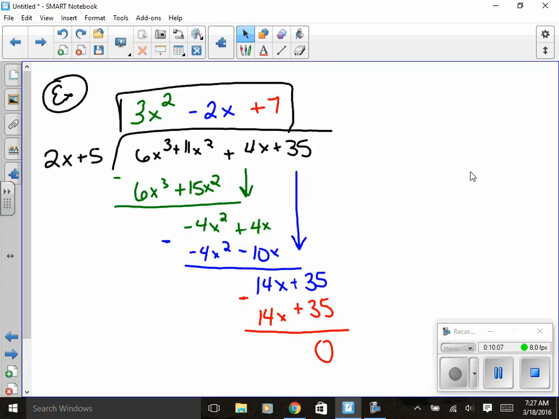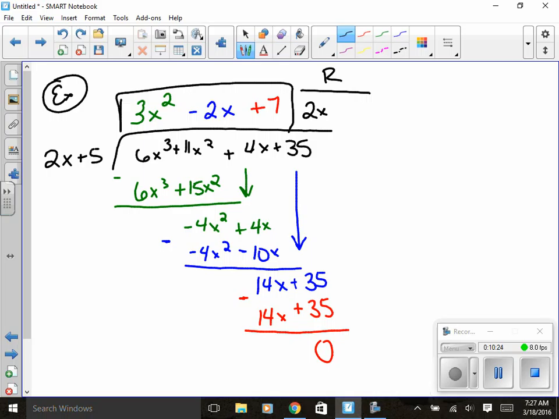Now, you might be wondering what happens when you have a remainder. If you have a remainder, you take that remainder over what you divided by. But for us, our remainder was 0. So 0 over anything is 0, so that's why it doesn't show up there. So if you have a remainder, you put that number on the top and then do 2x plus 5 or whatever you're dividing by in the denominator, and that's how you take care of that remainder.